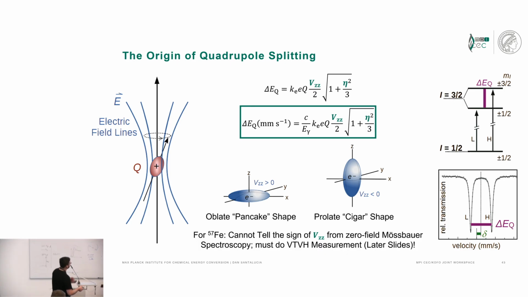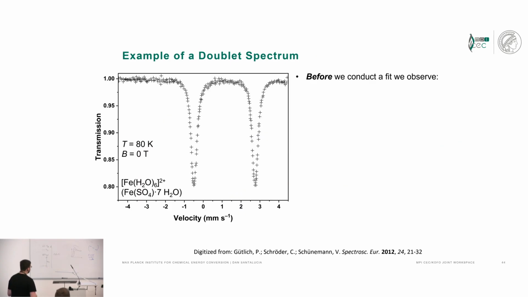Now, if you didn't follow that, that's okay. This is the key expression I just want you to keep in mind. If you don't want to worry about the derivation, that's totally fine. And here's an example of an actual quadrupole doublet spectrum. These are basically ubiquitous, extremely common spectra that we observe in Mössbauer. Here we're dealing with a high-spin iron(II) hexaaqua complex in frozen solution, and we see this beautiful quadrupole doublet.